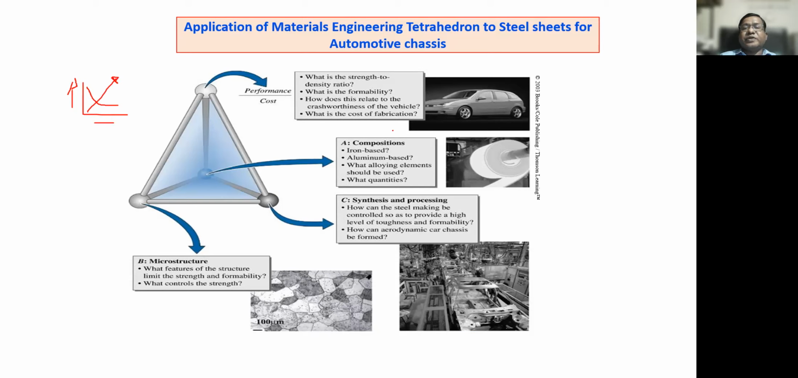So in composition, what is the composition? What is the synthesis? How can this be made? What is the microstructure? All these things are interlinked, and we are getting the final thing as a performance. Means lightweight, high strength. So weight reduction is the major objective, at high strength and high ductility. These are the major objectives for automotive chassis. So body, specifically sheet metals.